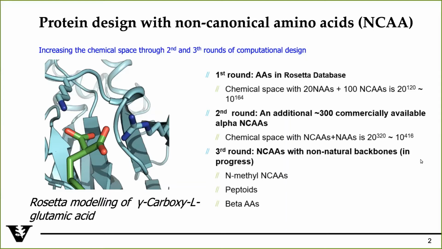And then using the protocol that we're going to introduce in tutorial 8, we can rapidly generate the rotamer library and param file for around 300 non-natural amino acids that are commercially available, and they are all alpha non-natural amino acids. But in the future, it's still work in progress, we are going to be able to generate the rotamer library and param file for non-natural amino acids with a non-natural backbone, for example, N-methyl non-canonical amino acids or peptide or beta amino acids, which is going to improve the chemical space that is available for peptide design.